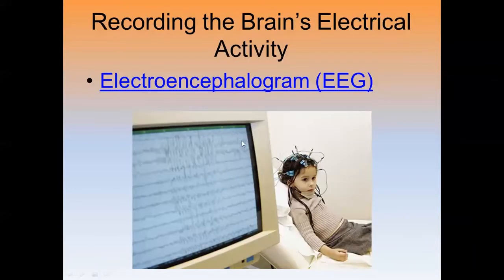But an EEG, electroencephalogram, say that 3 times fast, is a recording of electrical activity on the brain's surface. And it's exactly what you see in this picture right here. This little girl is hooked up to an EEG, and they're maybe showing her pictures or she's listening to some sort of music or sound or something like that, and they're recording her brain waves.